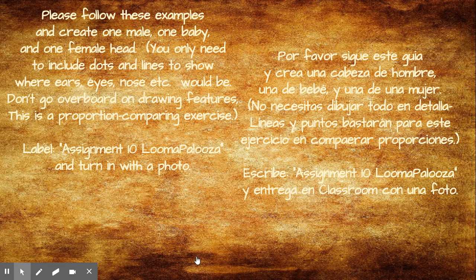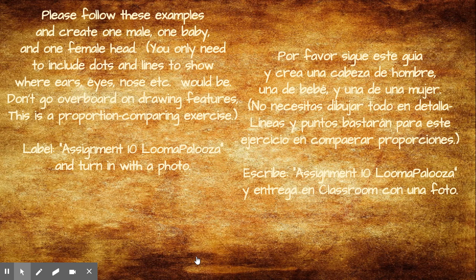Por favor, sigue esta guía y crea una cabeza de hombre, mujer y bebé. Y mira, no necesitas dibujar todos los detalles. Este es un ejercicio en comparar. Quiero que pongas puntos para los ojos o círculos, líneas para nariz y boca, líneas para orejas, que sea muy simple, ¿ok? Lo importante aquí es saber dónde están las cosas y no exactamente cómo son.